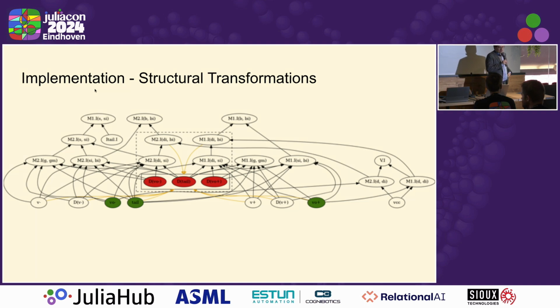So what does it do with all of that information? Well, it does these structural transformations. This diagram is not really meant to be understood. It's more for eye candy. But basically, all of the circles are variables, and the red ones are which of these variables it actually needs.